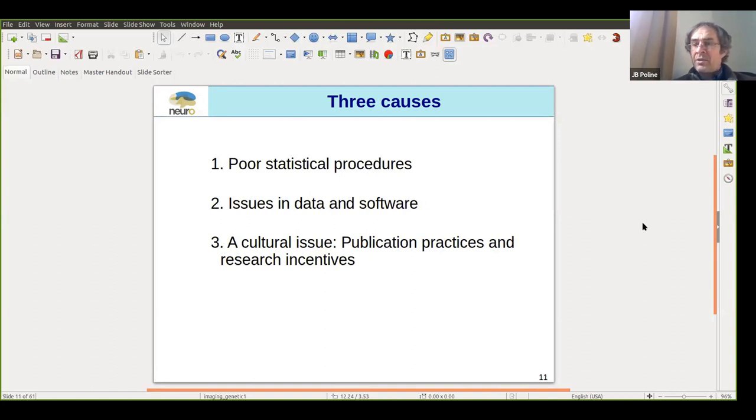There are things that are not there. For instance, I could have put something like a paradigm aspect. How is a paradigm solid enough? But I've put that back in the statistical procedures, with tests and all those things. What I want to say is that it's just one division. You may find some other kind of division that is perfectly valid as well. That's just the way I think of it. Okay, so, poor statistical procedures.